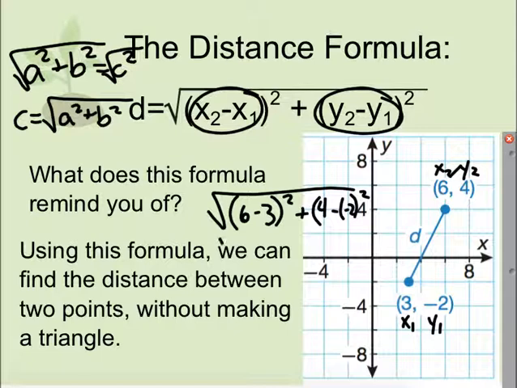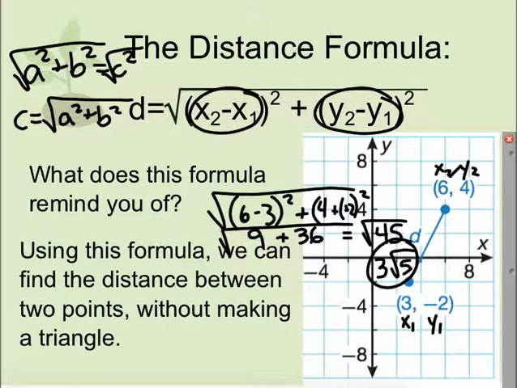And we can start simplifying. We can say we have the square root of 3 squared, which is 9, plus, well, 4 minus negative 2 is adding, so we have 6 squared, which is 36, meaning I get the square root of 45, which we can simplify to, well, the square root of 9 is in there, so we have 3 root 5. That's the distance between those two points.